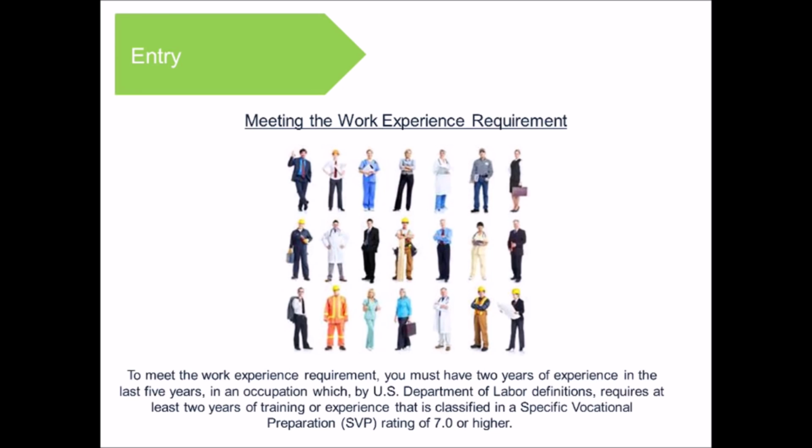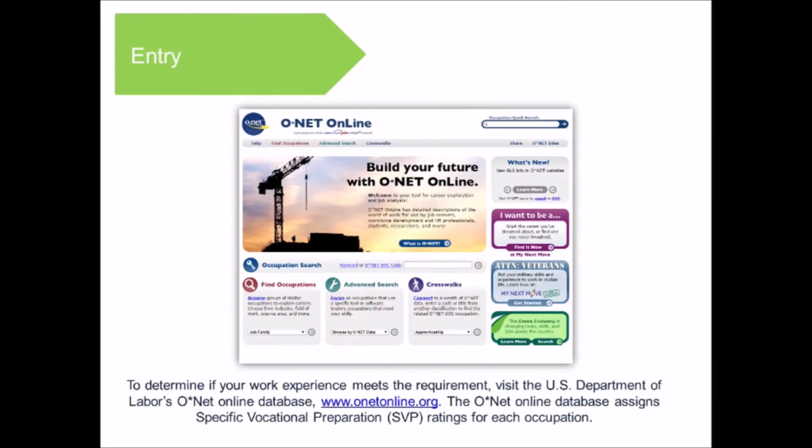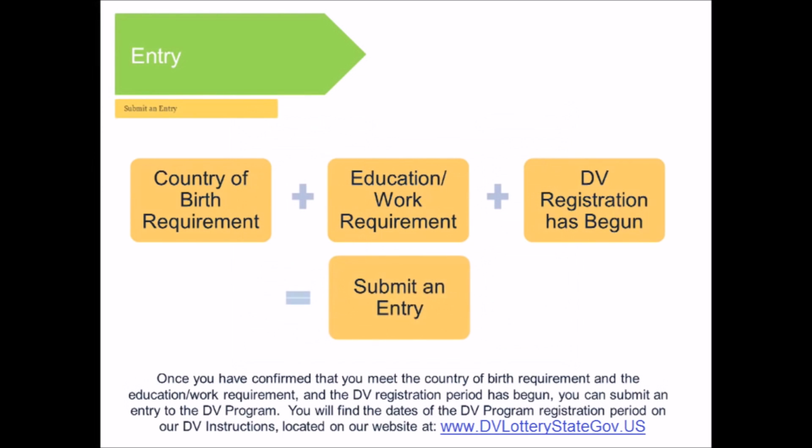To determine if your work experience meets the requirement, visit the U.S. Department of Labor's ONET online database, www.onetonline.org. The ONET online database assigns specific vocational preparation or SVP ratings for each occupation. Once you have confirmed that you meet the country of birth requirement and the education or work requirement, and the DV registration period has begun, you can submit an entry to the DV program.